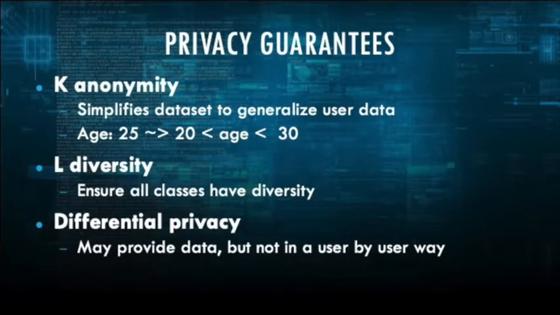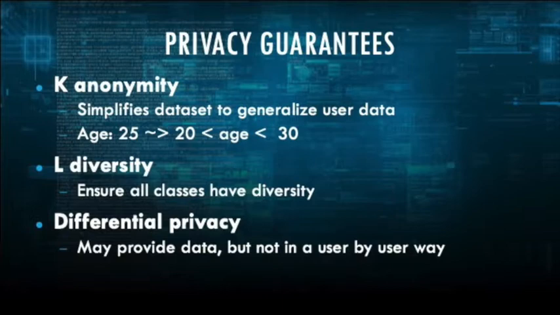Obviously, when it comes to password research and user private data, there is a need for privacy guarantees. There are a number of different ways to guarantee privacy. K-anonymity, for instance, simplifies a data set to a generalized user. Take, for example, some user data in your email. Perhaps you have your first name, your last name, and your age. Instead of providing your actual age, maybe 25 or 30, it would provide a range like greater than 20 and less than 30. This effectively obscures your data.